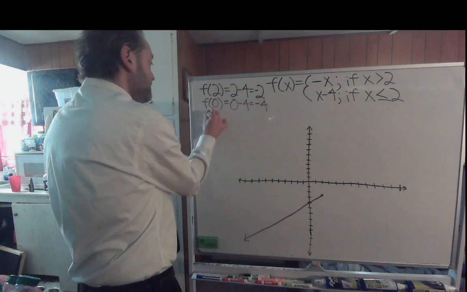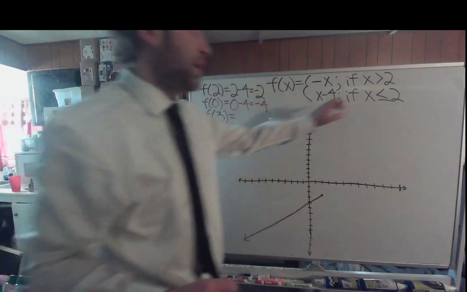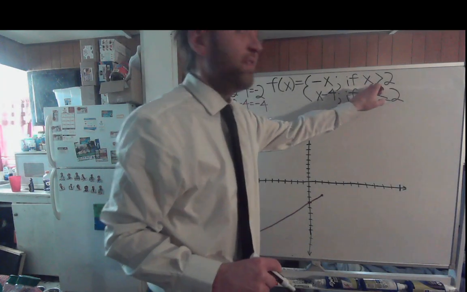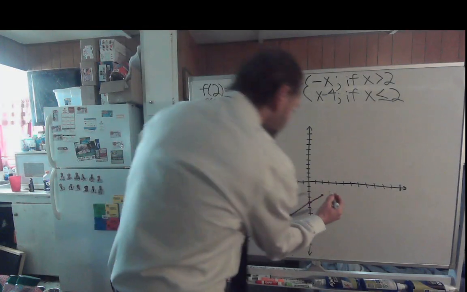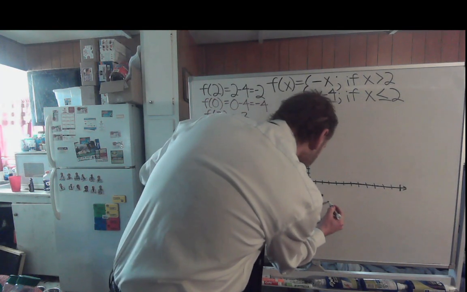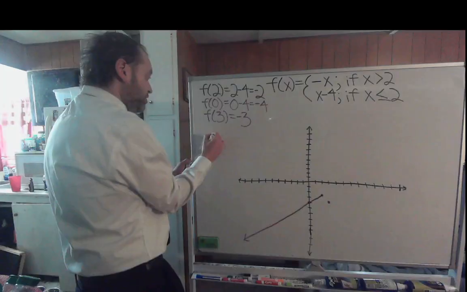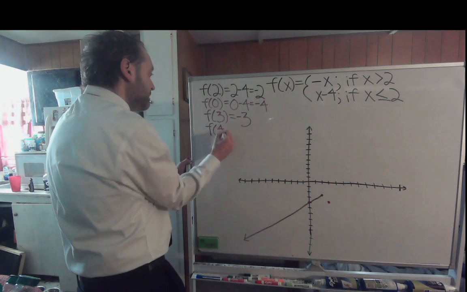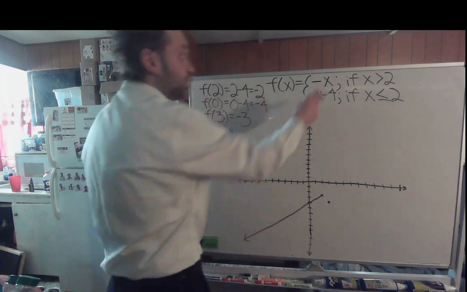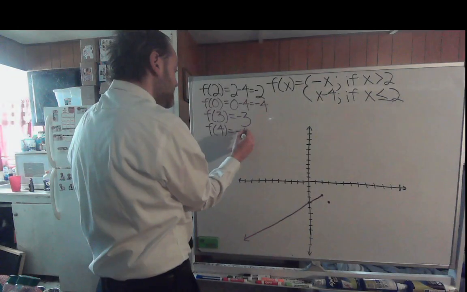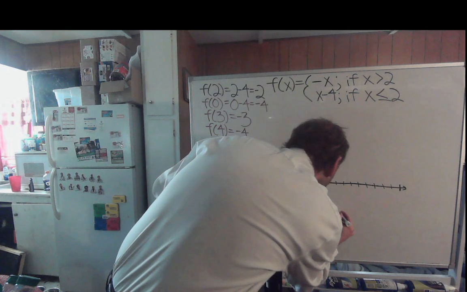But what about 3? What if we were to evaluate f of 3? You can only evaluate f of 3 for -x if x is greater than 2. So you would get -3. So at 3, you would be at -3. For good measure, let's do f of 4. Well, x is greater than 2, 4 is greater than 2, so negative of that would be -4. So you get the point (4, -4).